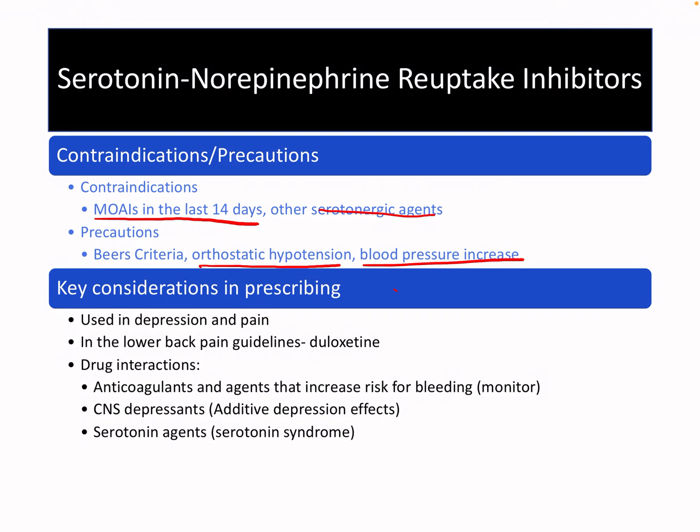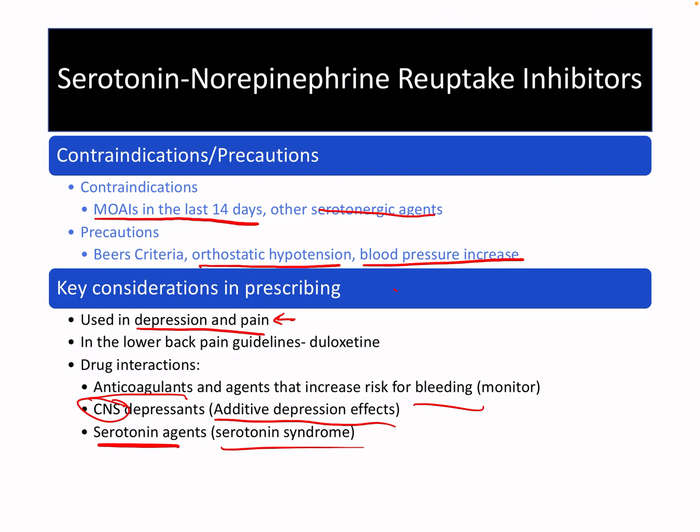It is used in depression and pain, and as I mentioned before, it's nice that you use similar doses. Duloxetine is mentioned in the lower back pain guidelines. Your drug interactions are CNS depression, as you have the additive depression effects, anticoagulants because you have your increased risk of bleeding, and serotonin agents due to serotonin syndrome. As you notice, these are very similar to tricyclic antidepressants.